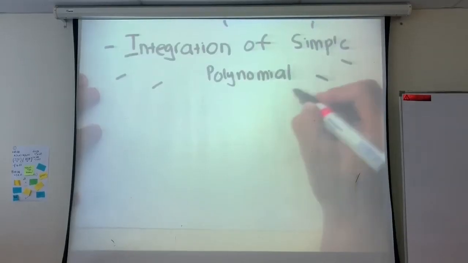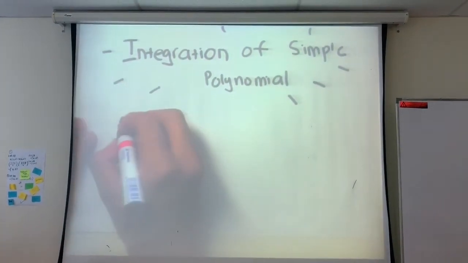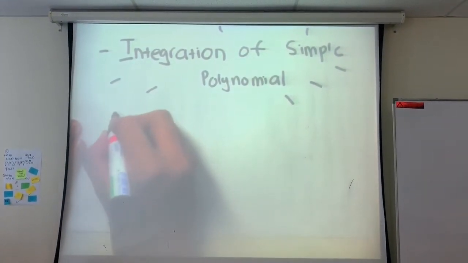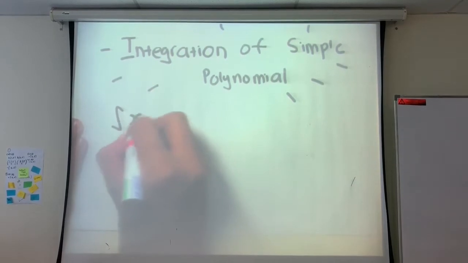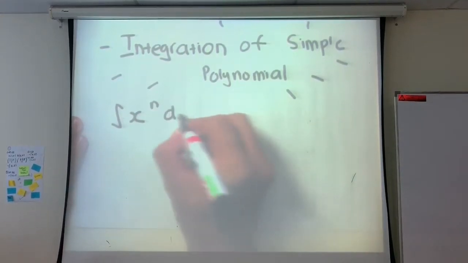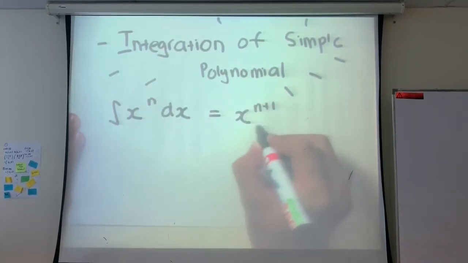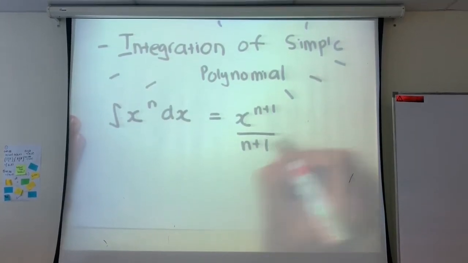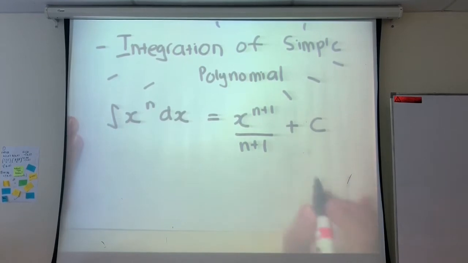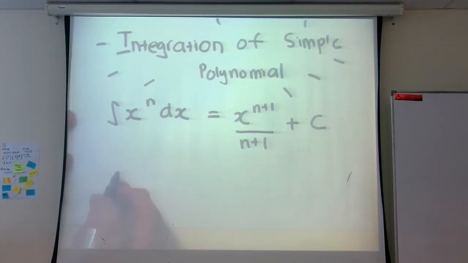Before we go deeper into today's lesson, let's do a recap of the integration of a simple polynomial. In integrating a simple polynomial, we follow a basic algorithm: when we integrate x to the power of n, the power is increased by 1, and we divide by the new power, not forgetting the constant of integration.